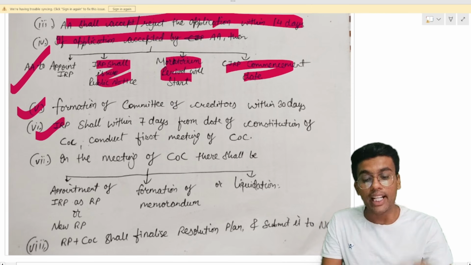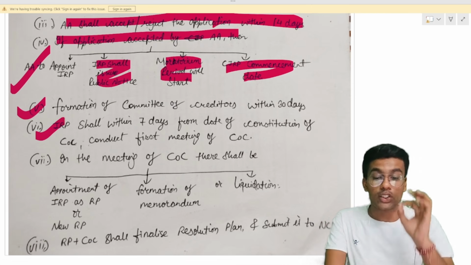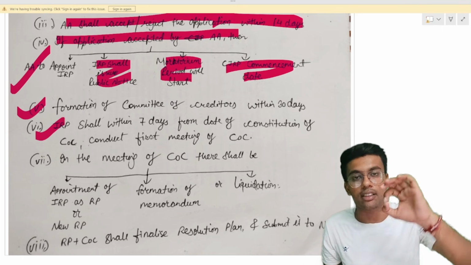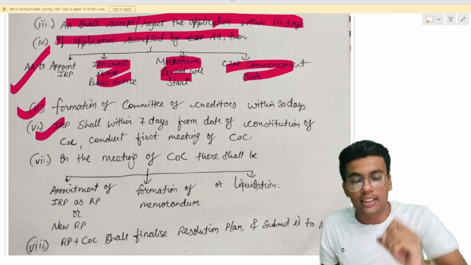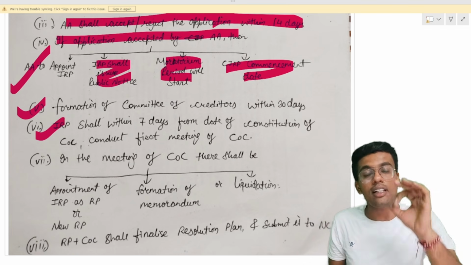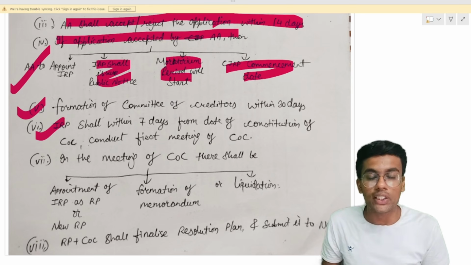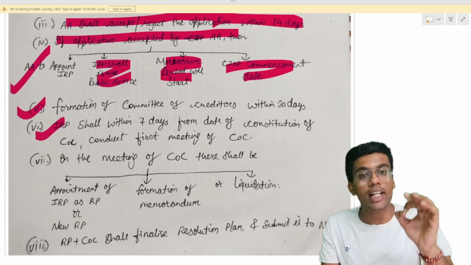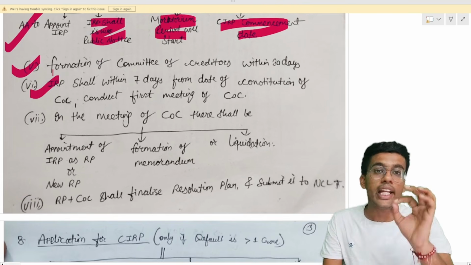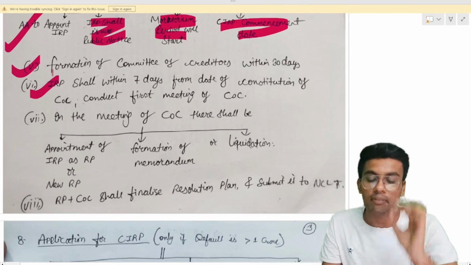Now the IRP shall, within 7 days from the date of constitution of the committee of creditors, conduct the first meeting of the COC, committee of creditors. So within 30 days the COC will be formed, and then within the next 7 days of the constitution of the committee of creditors, the first meeting of the committee of creditors will happen. Again, very important timelines from the exam perspective.